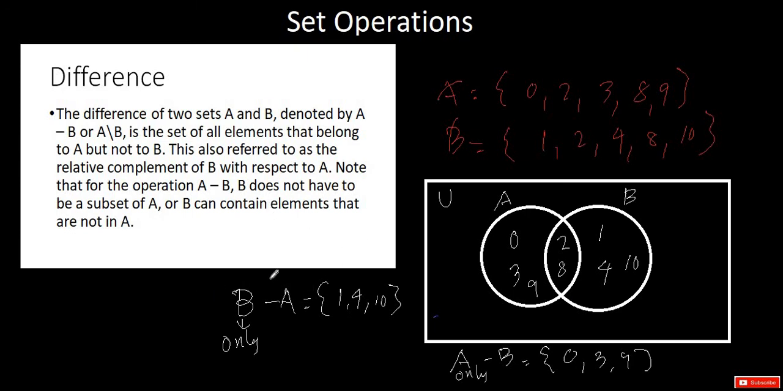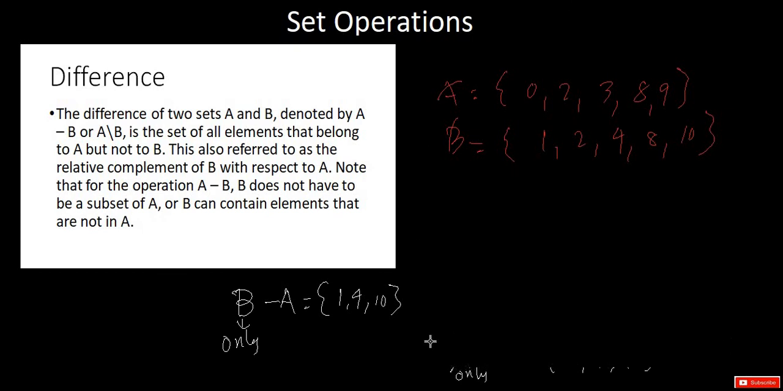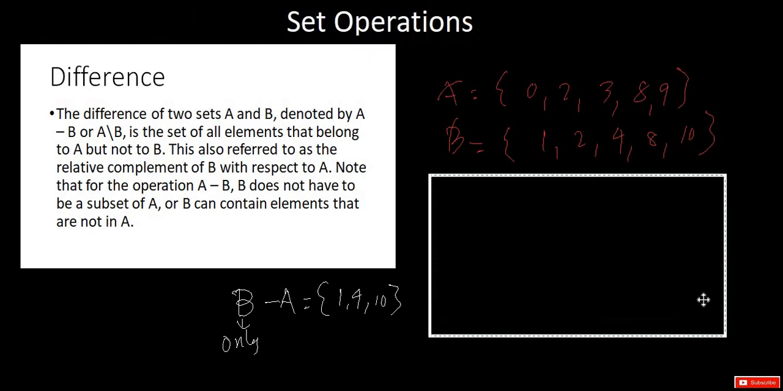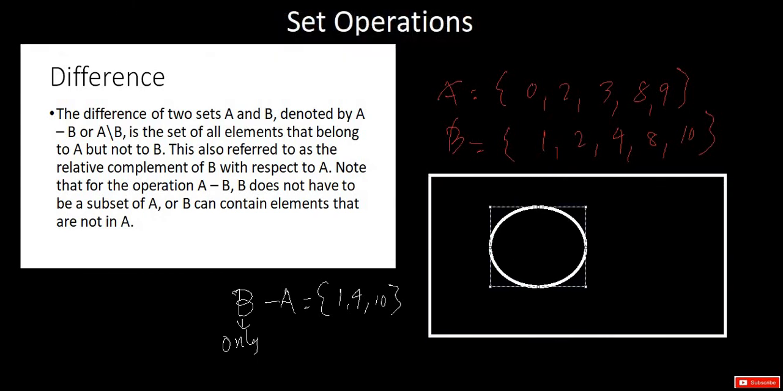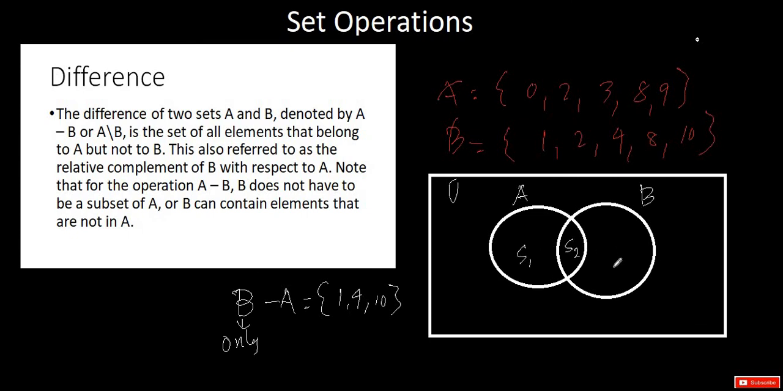Okay, let's have a shading now in the Venn diagram. I'm going to show another Venn diagram here, which is already the result of difference using shading. So let me construct first the Venn diagram here. Okay, so this is the universal set, set A, set B. We have S sub 1, S sub 2, S sub 3.